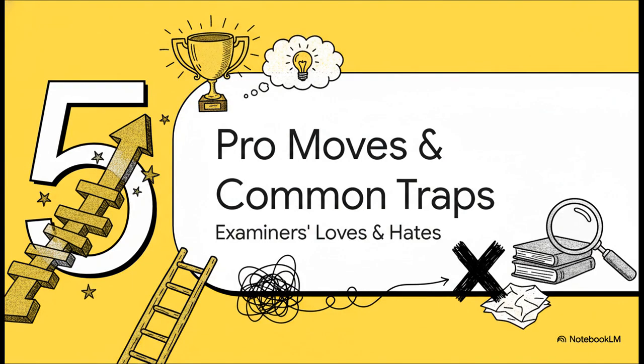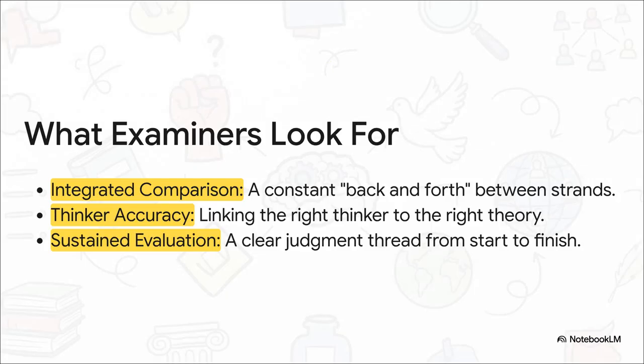All right, we're almost there. Let's finish up with a quick look at the pro moves versus the common traps. These are the little things that really separate a good essay from an absolutely killer one. So what are examiners really looking for? Three things. First, integrated comparison. They want to see a constant back and forth, a real debate, not just two separate descriptions. Second, thinker accuracy. It sounds obvious, but you have to link the right idea to the right thinker. And third, sustained evaluation. Your judgment needs to be a thread that runs from the very first sentence all the way to your conclusion, not something you just slap on at the end.